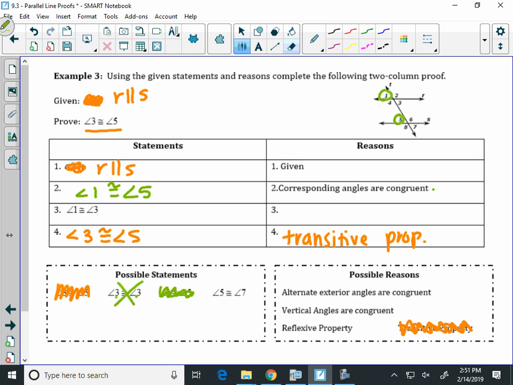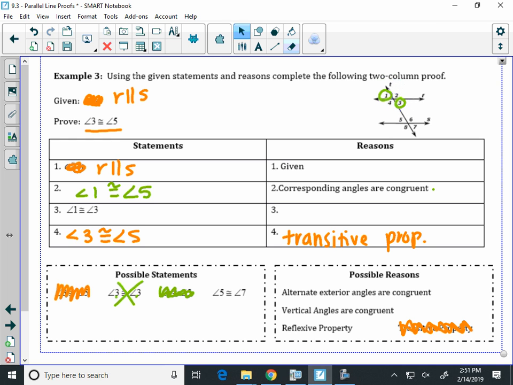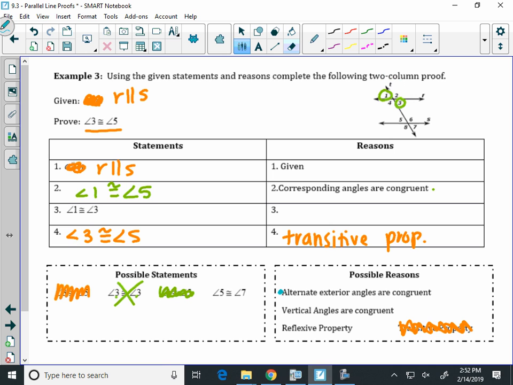Number 3 is saying that angle 1 is congruent to angle 3. Okay? Well, why is angle 1 congruent to angle 3? And if we look in our box, this one's talking about angles being congruent. This one's talking about angles being congruent. Reflexive property, no. That just means something's congruent or equal to itself. So that's not going to help us there.